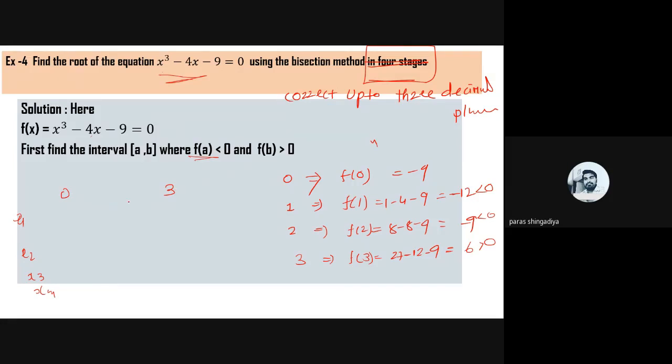Okay, in comparison to 2 and 3, the difference for 0 and 3 is 3, but for 2 and 3 the difference is only 1. So you can consider 2 and 3 as the interval a and b, and for this interval you will get a fast answer compared to 0 and 3. Clear?